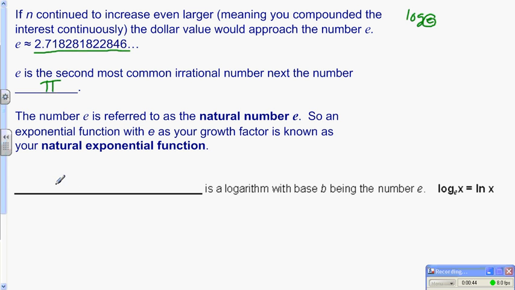Now you have the natural log, which is a logarithm with base b being the number e. So in other words, here is a big step. We don't need to write log base e. We can write ln x, ln standing for natural log. Backwards, of course, but still natural log.